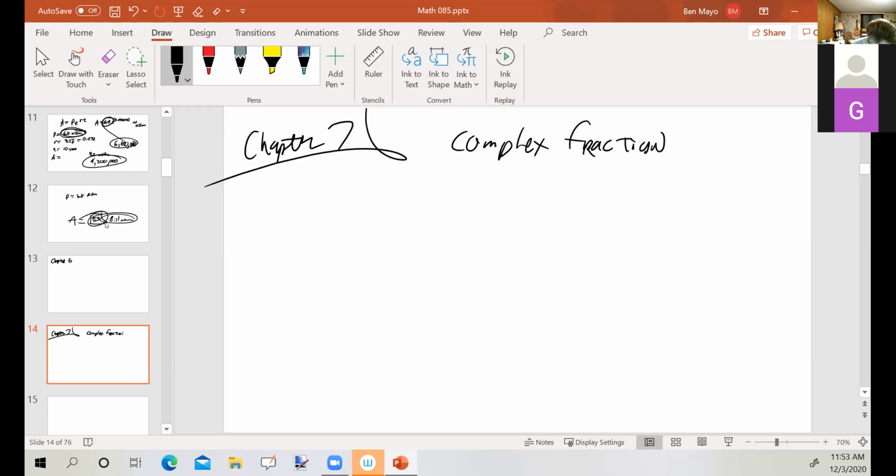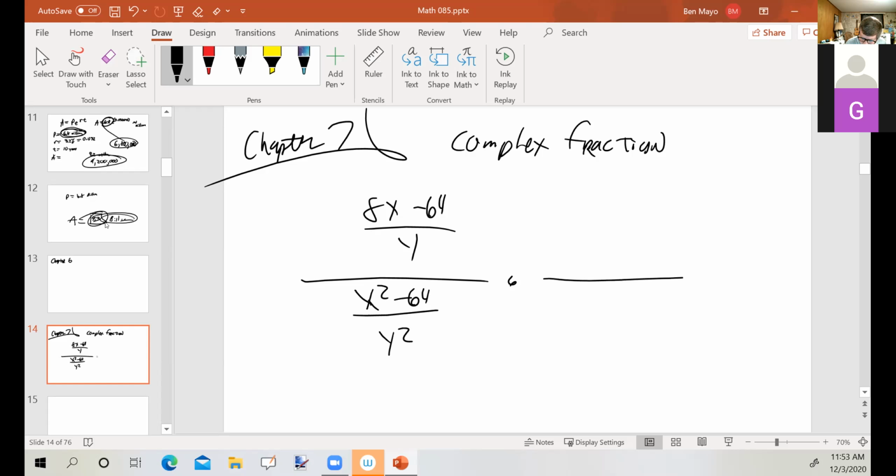I know my writing is, I should have been a doctor. 8x minus 64 over y, and then we've got x squared minus 64 all over y squared. And so you multiply it by the LCD over the LCD, and you distribute and reduce it and all that stuff. Do you want an example or not? Yeah, let's get an example of it.